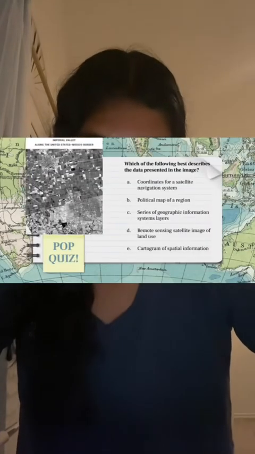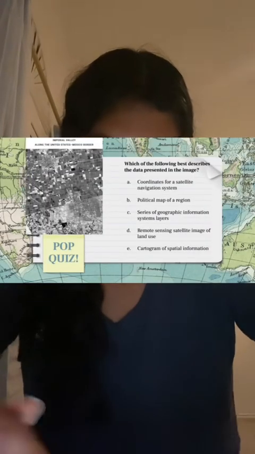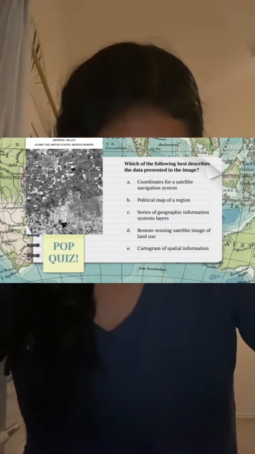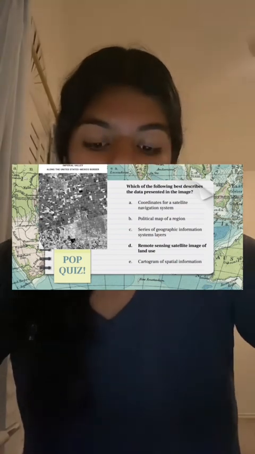Pop quiz: which of the following best describes the data represented in the image? A. Coordinates for a satellite navigation system. B. Political map of a region. C. Series of geographic information system layers. D. Remote sensing satellite image of land use. E. Cartogram of spatial information. D is the correct answer.